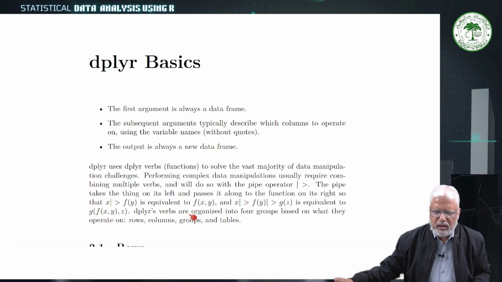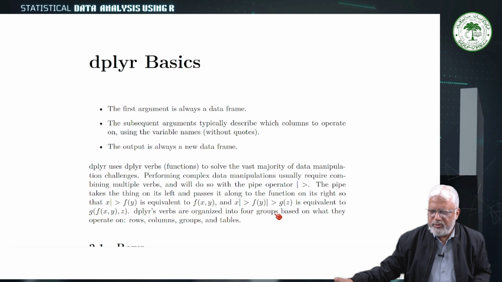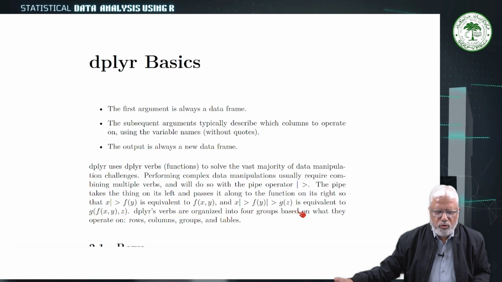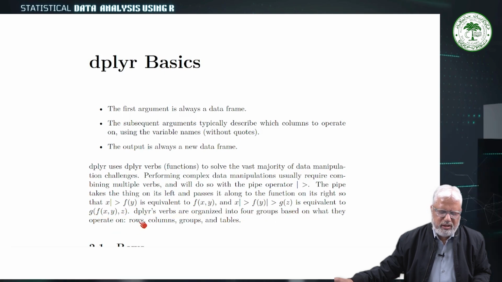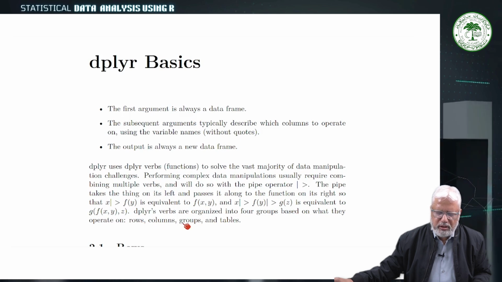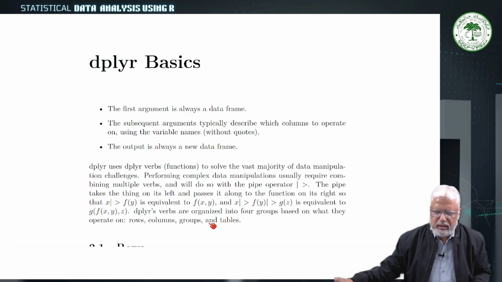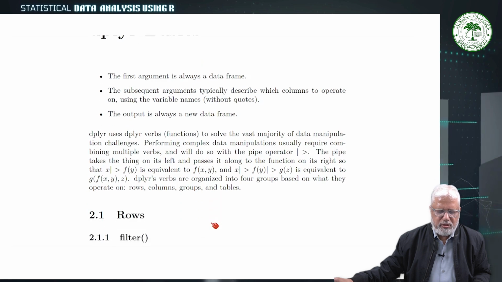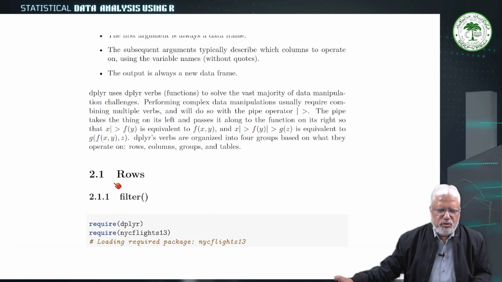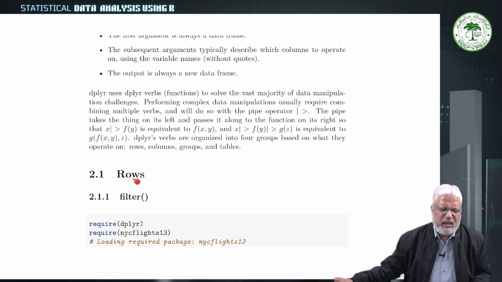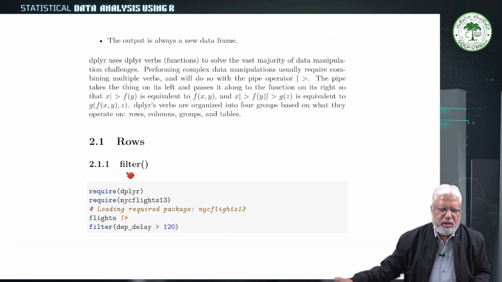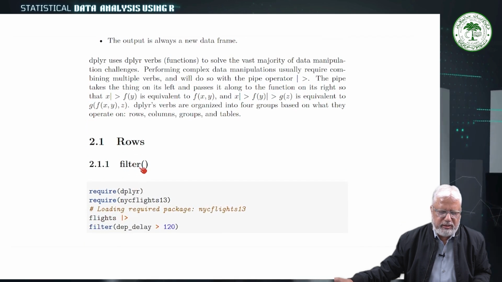dplyr's verbs are organized into 4 groups based on what they operate on. They operate on rows, they operate on columns, they operate on groups, and they operate on tables. So first we are going to cover operators on rows, and its function is filter.